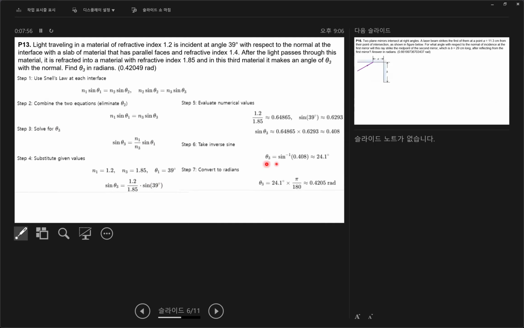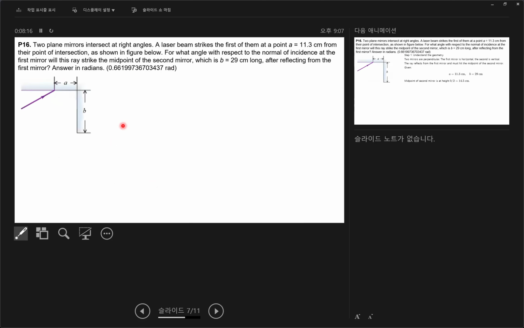Okay, theta 3 is given by this one. And once again, you need to do the conversion from degree to radian. It might be a little bit complicated, but it is the same as this one. Very similar to the interfaces.